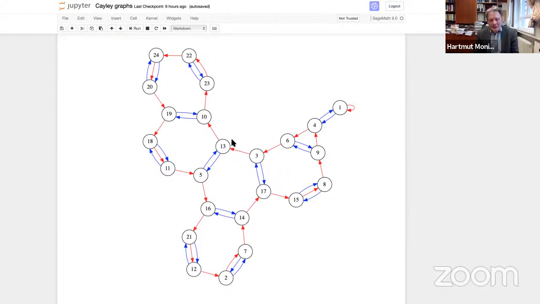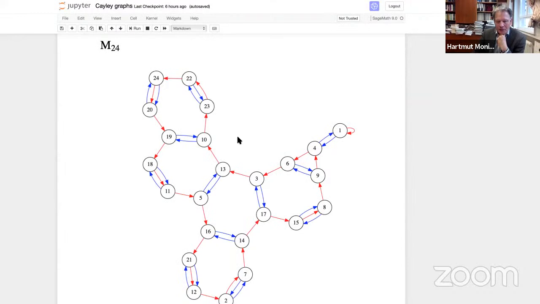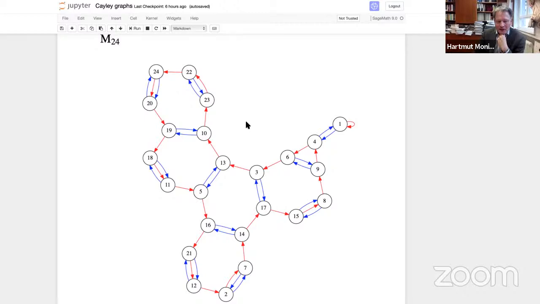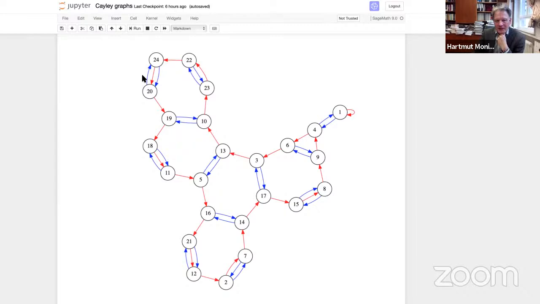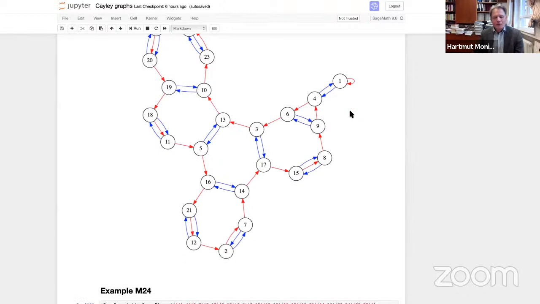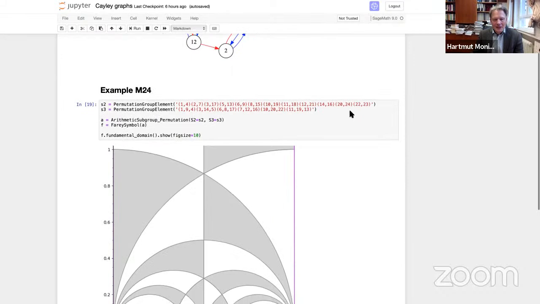One more thing. This is M24, which is a little bit more complicated. The Mathieu group M24 has a permutation representation as a subgroup of S24. And here you can see that the Mathieu group has a cycle of length 23, and then one of width 1. So one cusp with width 1 and one with width 23.